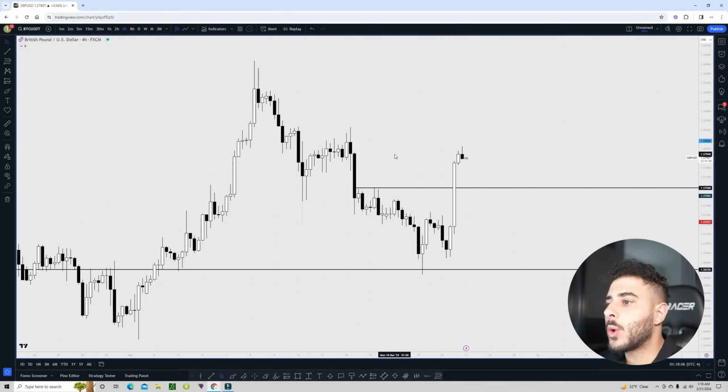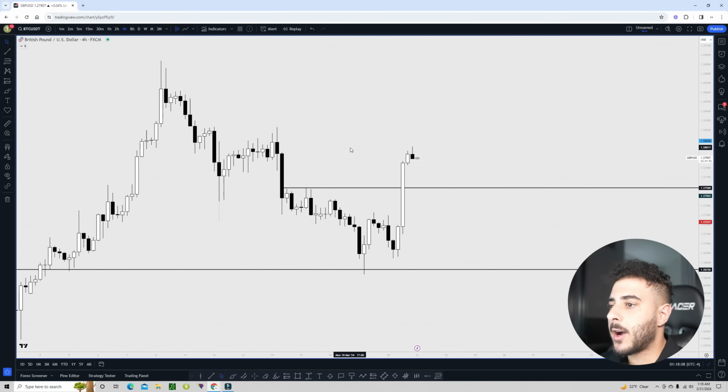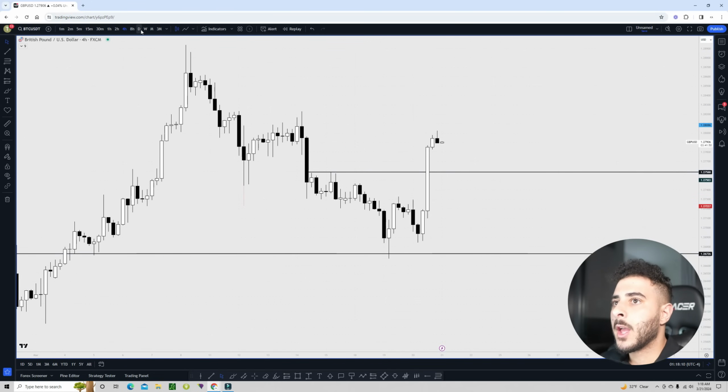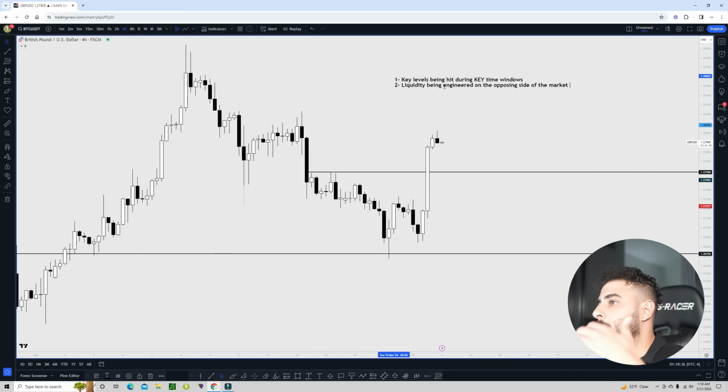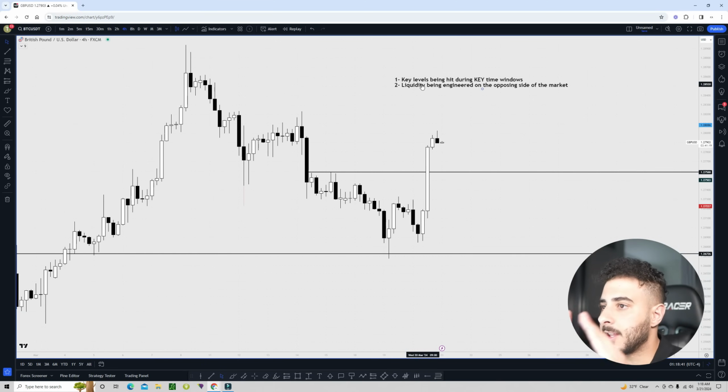All right, so now let's take a look at this example on the pound that we referred back to. So again, I always start on the higher time frame. Let's bring up the components of what we were looking for. Number one, we were looking for key levels being hit during key time windows. And number two, liquidity being engineered on the opposing side of the market. So I'm going to clarify these two things. Again, guys, it's this simple.